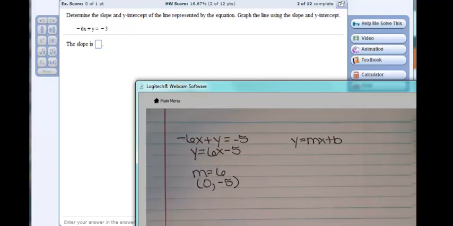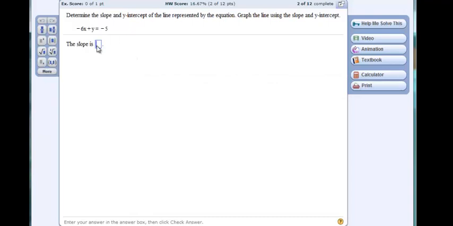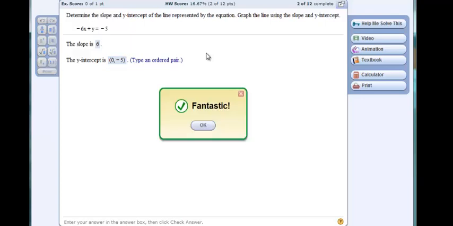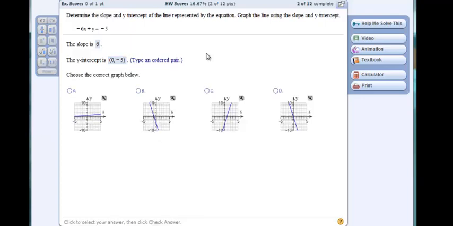Alright, let's go back to our homework page. Slope, we said the slope was 6. And then our y-intercept, again, notice it says type an ordered pair. So we have to do the parentheses, 0, comma, negative 5, close the parentheses, hit enter, and then it's going to give us a graph. This time we don't actually have to graph it, we just have to pick the right one. And if you can't see these, because they're small, you do have magnifying glasses.